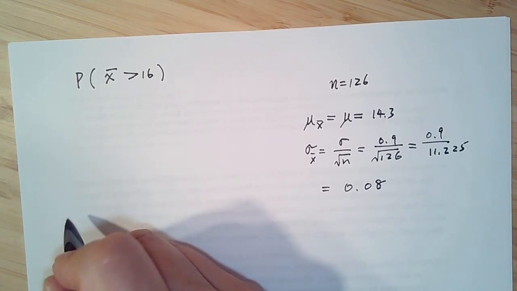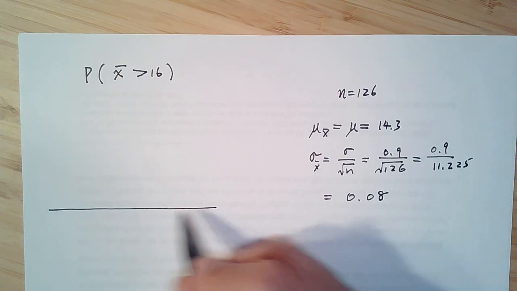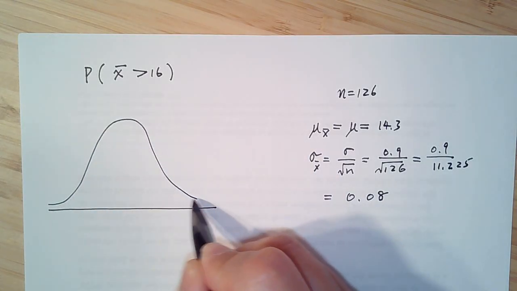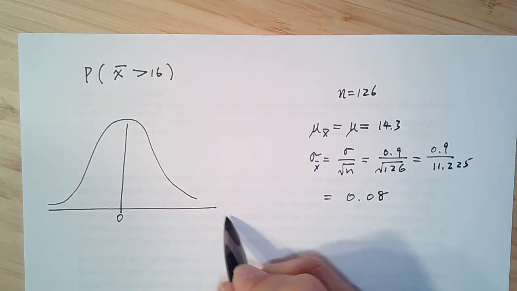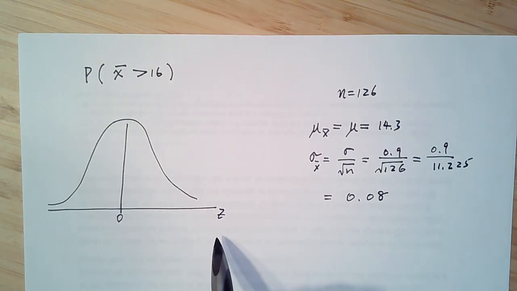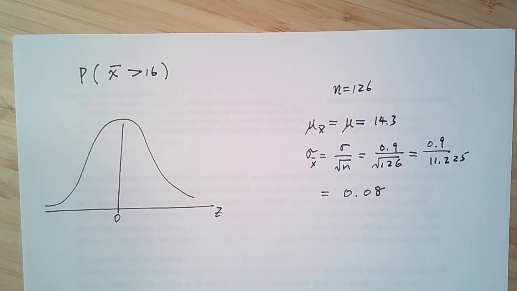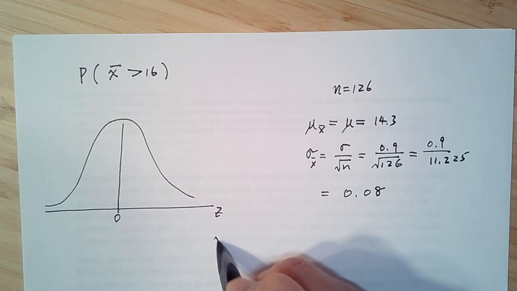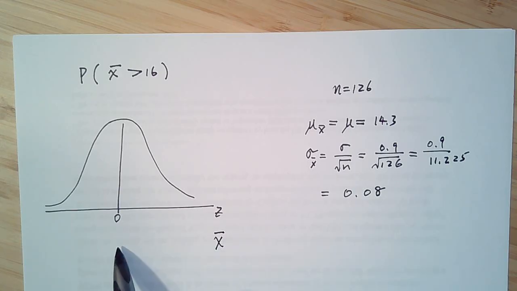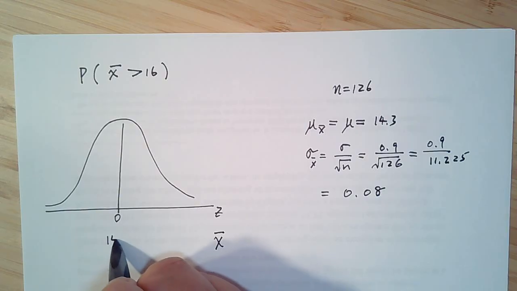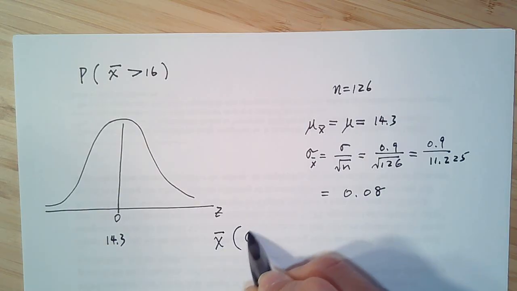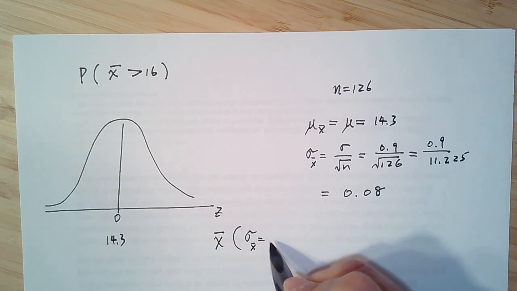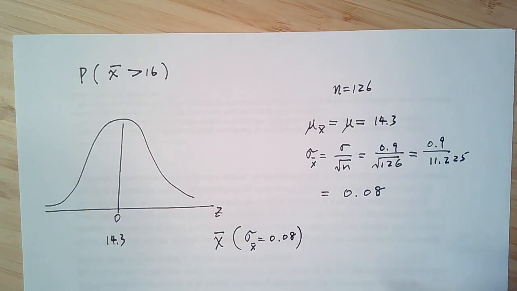Okay, so we're ready to draw the graph. We always draw Z, 0 and Z. And now we're going to see the difference. We talk about the distribution of X bar, so we have to have X bar here. And in this, we should put the mean of X bar, which is 14.3. And here I should put the standard deviation of X bar, which is 0.08. Okay, you see the difference? Now it's X bar, not X.